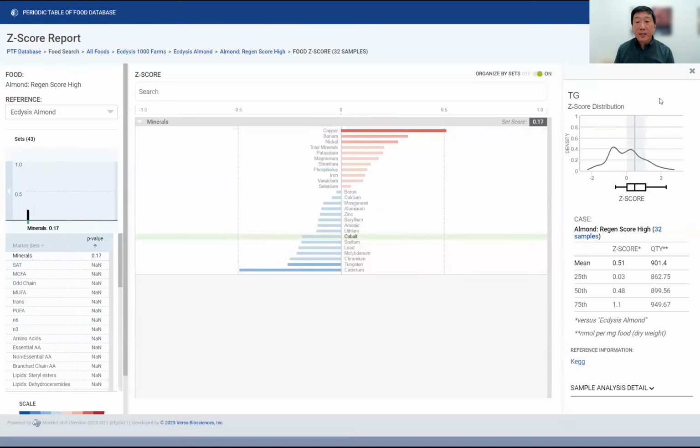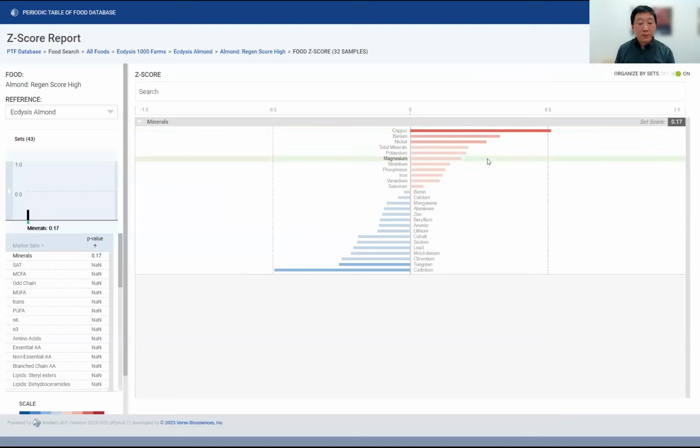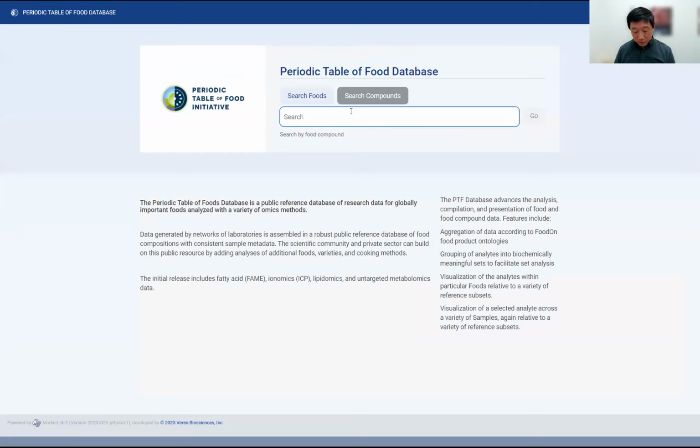Next, if we turn our attention to minerals, we also see that in the highly regenerative context, several toxic heavy metals appear to be lower in abundance. So arsenic and lead and cadmium. And I'm going to close out by looking at some of those a little bit more closely. So I'm going to start with searching for lead.